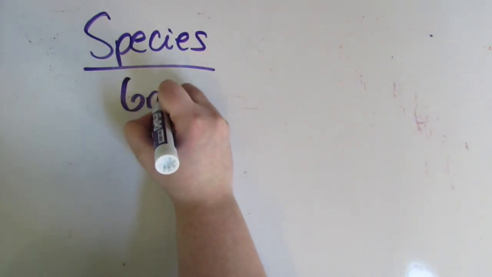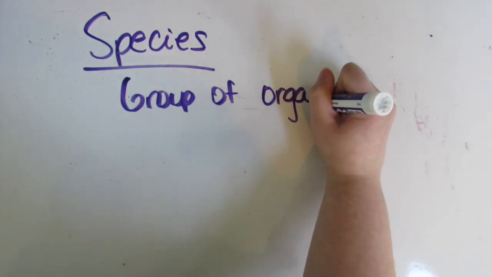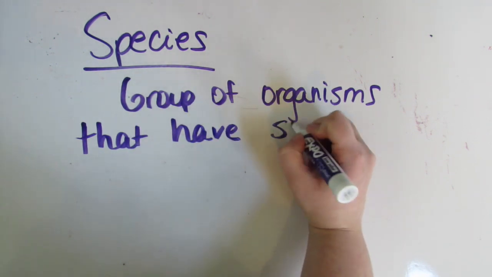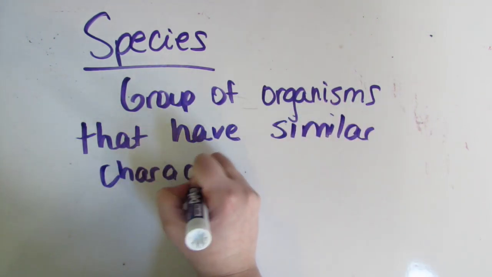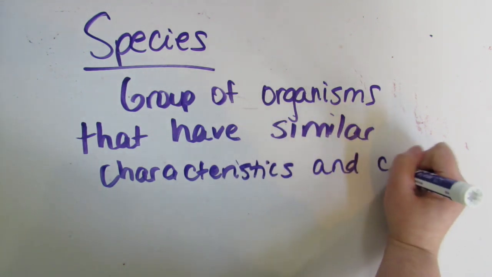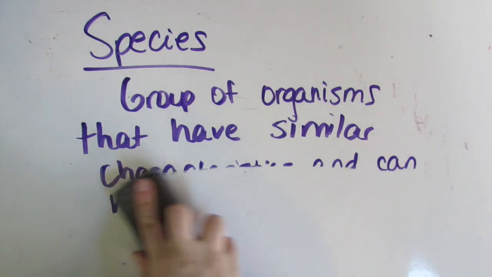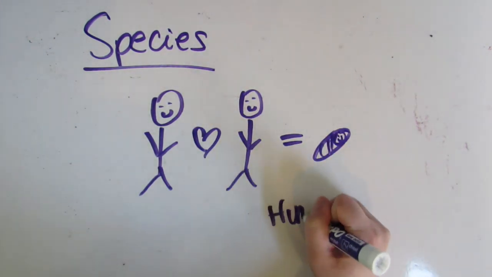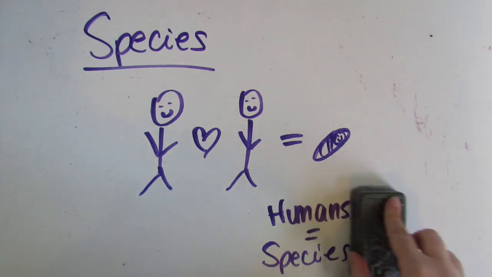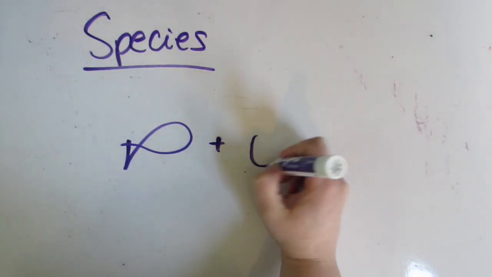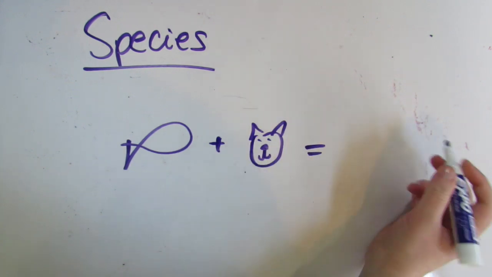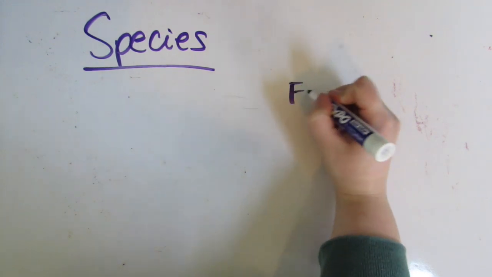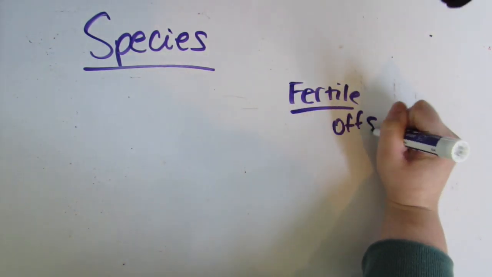Another thing that we need to understand when we talk about evolution is the concept of a species. A species is a group of organisms that all have pretty similar characteristics and can mate with each other to produce fertile offspring. So, one example of a species are humans. Humans have the ability to mate with each other and produce fertile baby humans. Can a cat and a fish mate together to produce fertile offspring? Definitely not. So they're not the same species. The offspring have to be fertile.